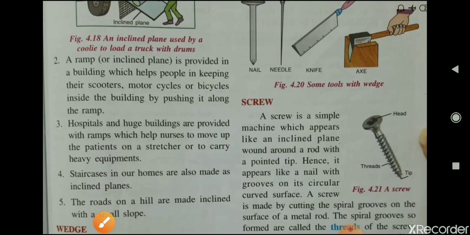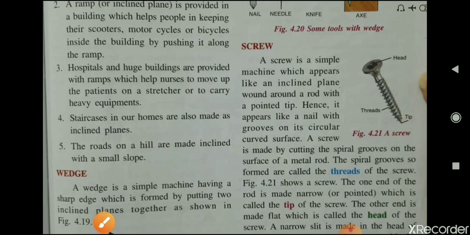Now, screw. A screw is a simple machine which appears like an inclined plane. Here you can see the thread-like inclined planes. A screw is an inclined plane wound around a rod with a pointed tip. This is the pointed tip, and this is the head of the screw. Hence, it appears like a nail with grooves on its circular curved surface. This is an example of a screw.